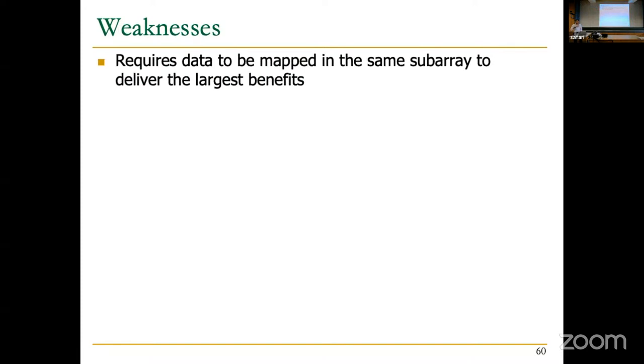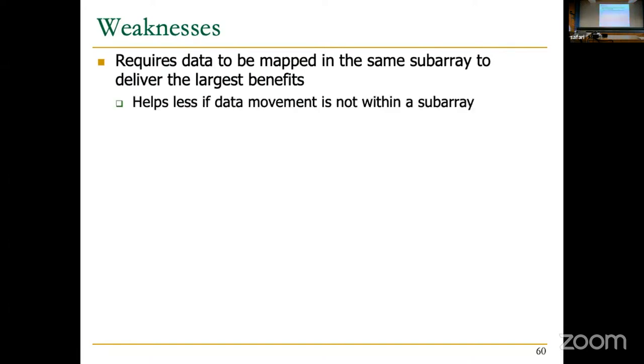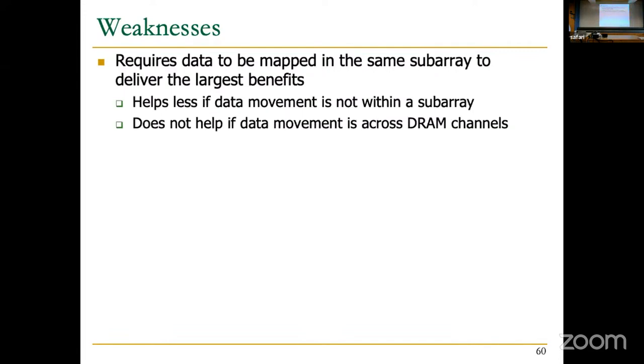So yeah, the first thing here: data needs to be mapped to the same subarray to have benefits. They have benefits for data that is moving inside the subarray, but not necessarily in different DRAM channels, for example. Now in a DRAM system, you have several channels, right? You place those DRAM DIMMs. So if one source row is in one DIMM and the other is in another DIMM, you still have to move the data across the DIMMs. So it does not change much.